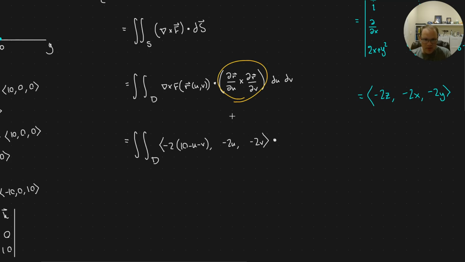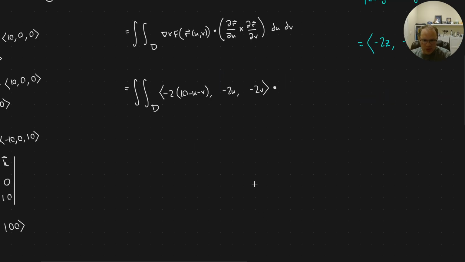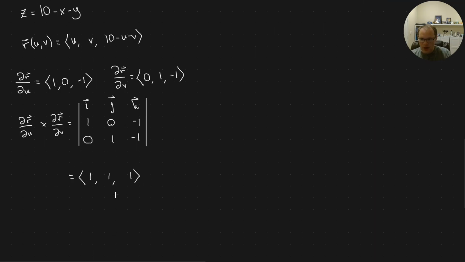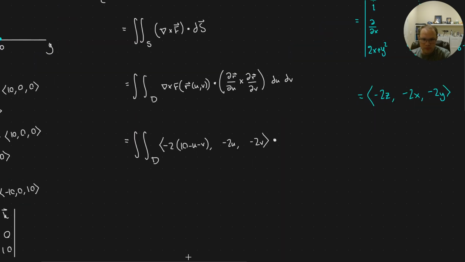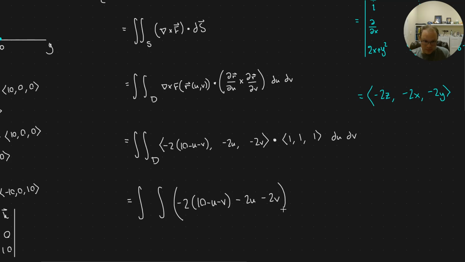So I take the dot product of that with the cross product of my partial derivatives, and that cross product was just 1, 1, 1. Okay, so if I take that dot product, I'm going to just have negative 2 times 10 minus u minus v. Oh, this is going to be quite nice. Minus 2u minus 2v.